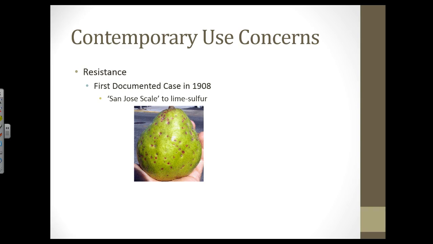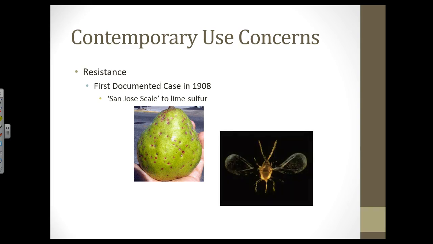Okay, so the first documented case of resistance wasn't actually a crop, it was scale. And that was way back in the early 1900s. Since then, technology has evolved and we're using more chemicals. That's a picture of that scale, but all of a sudden that little fellow wasn't dying anymore when they went out there with another application of lime and sulfur.